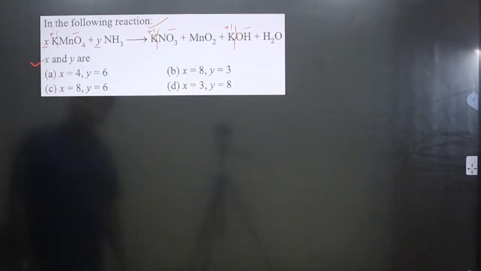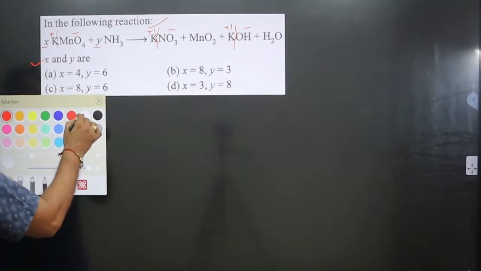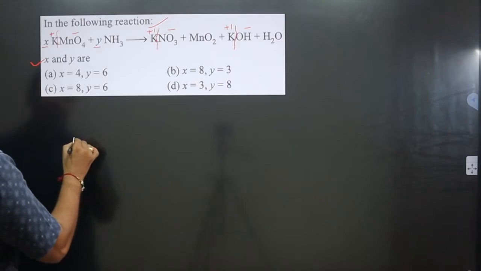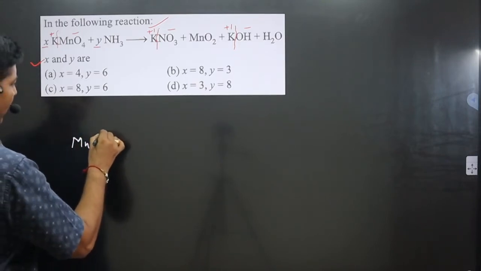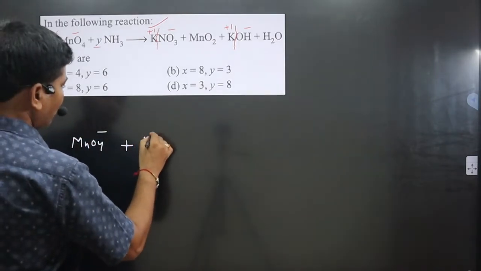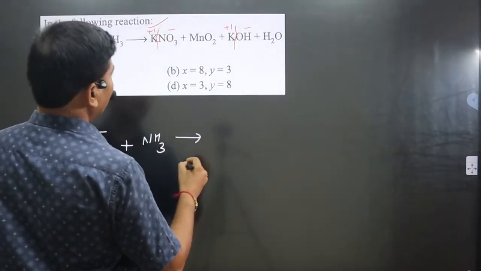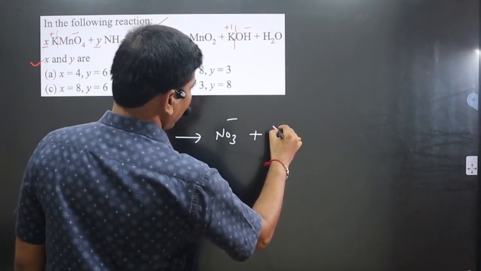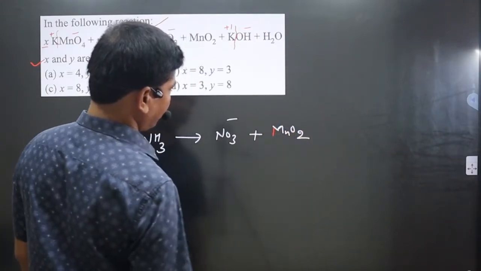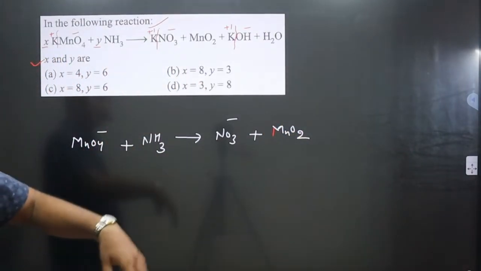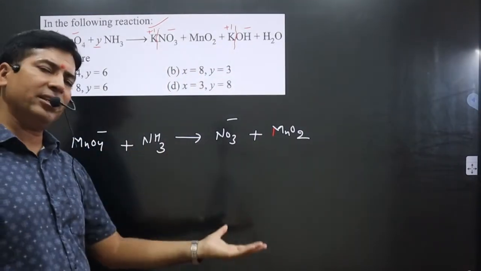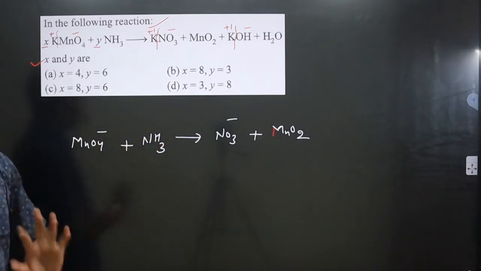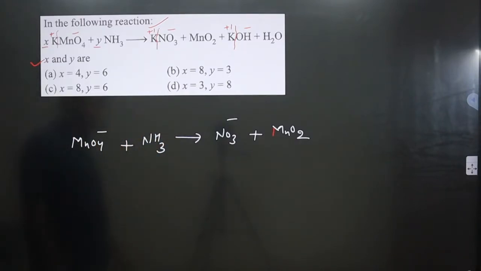Okay, now let me write the equation. Spectator ions, potassium ion are removed. So we get MnO4 minus, then we have ammonia molecule, other side we get nitrate ion NO3 minus, and then we have MnO2 is there. Remaining is spectator ion. OH minus ion is a part of medium, later we can balance. Water molecule is solvent. Okay, this is the actual equation and we can balance this equation.